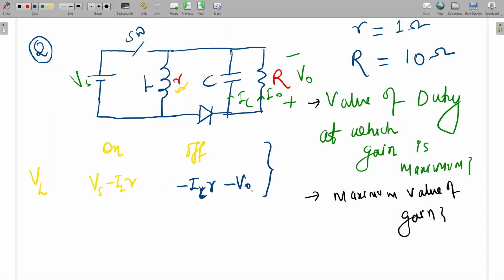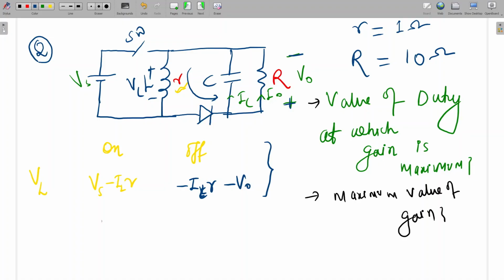Is it clear? The on and off duration equations for this inductor. Clear to all? So this will be Vs minus IL r in the first case, when the switch is on. When the switch is off, the current will flow like this, so here it is minus V naught. So VL will be minus IL into r minus V naught. Is it clear to all?